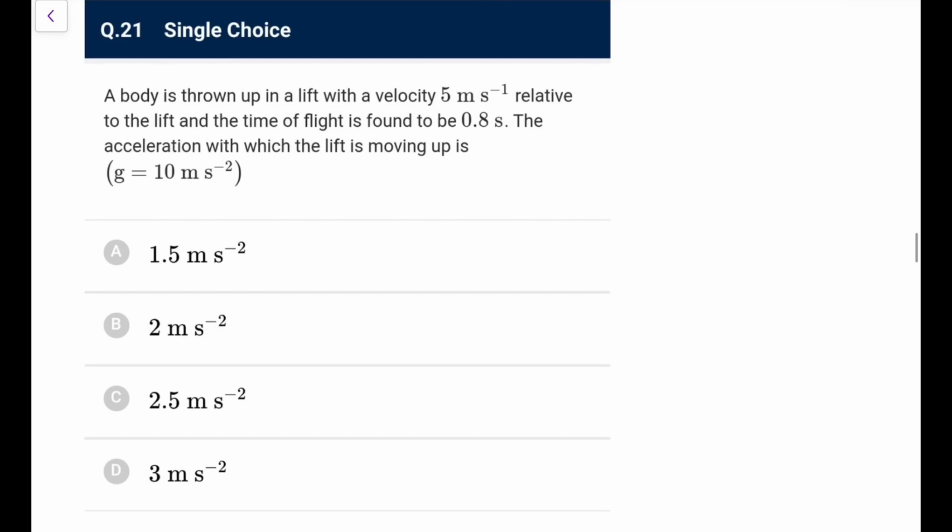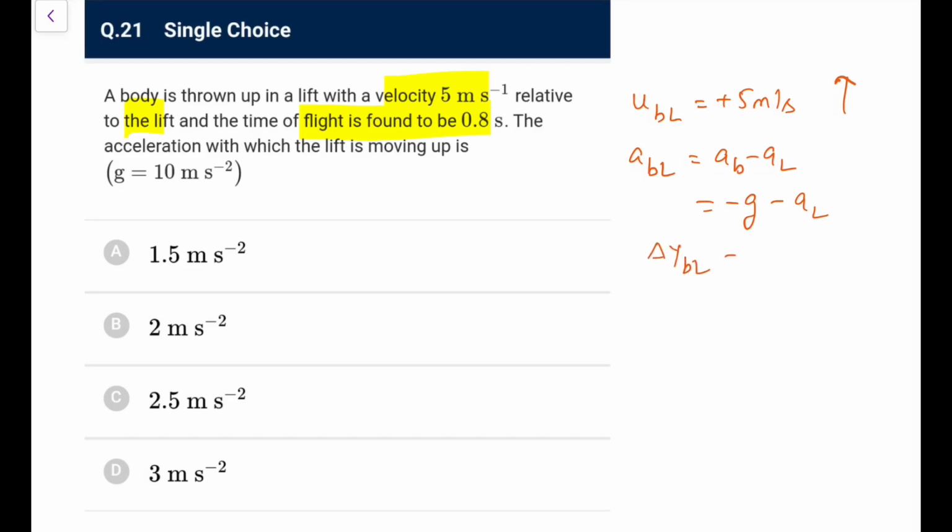Next. A body is thrown up in a lift with a velocity of 5 relative to the lift, and the time of flight is found to be 0.8. The acceleration with which the lift is moving up is? So u of body with respect to lift is plus 5, taking the upward direction as positive. Acceleration of ball with respect to lift would be AB minus AL. Acceleration of ball is minus G, and the lift is going up with AL. To return to the lift, the displacement of the ball with respect to the lift is 0, and that time is given as 0.8 seconds.